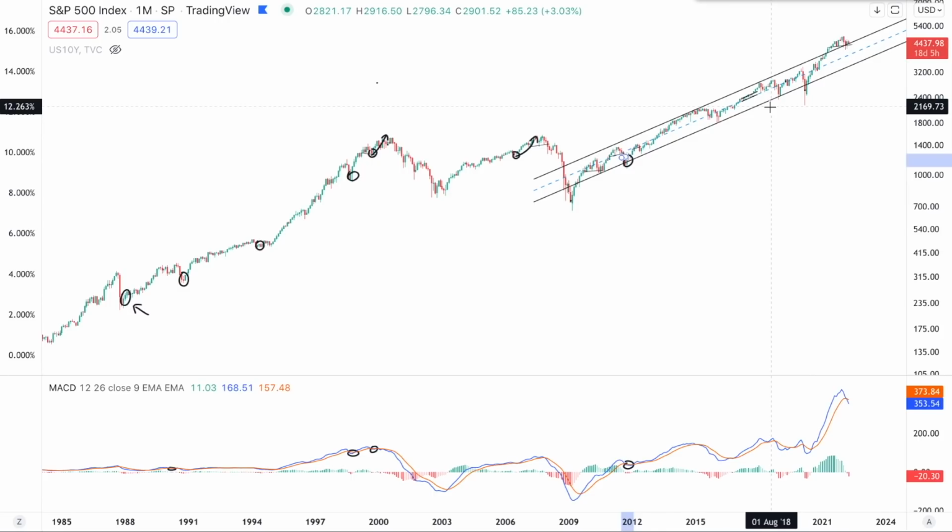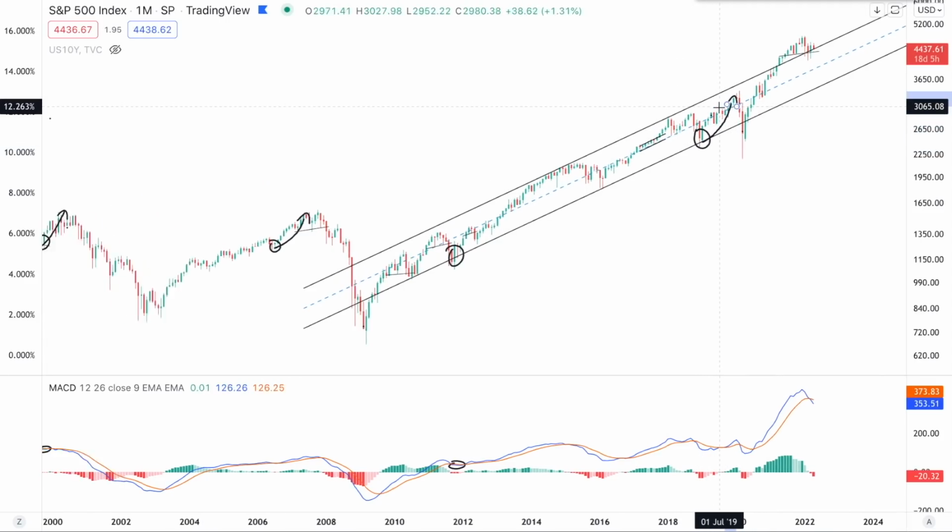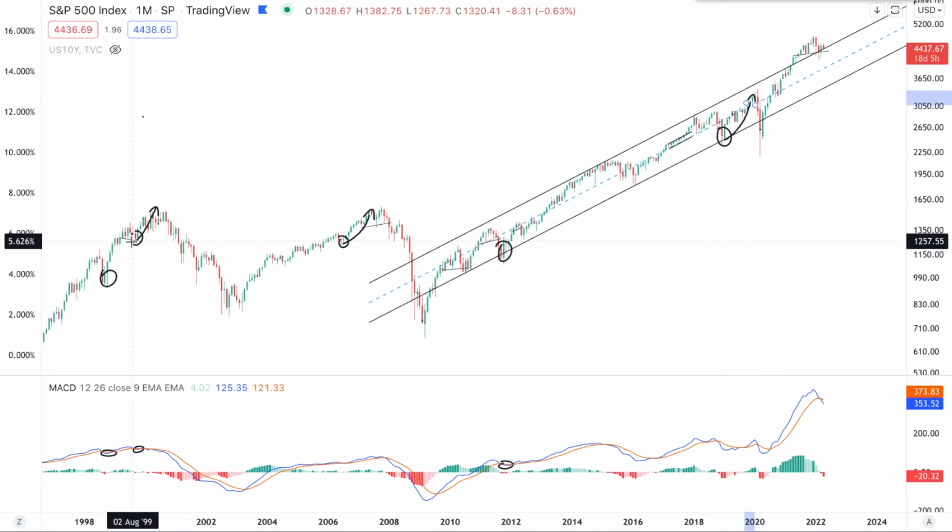If we take a look at the 2018 example, as soon as you have these lines separate here in the month of December 2018, that happens to be the very same month that marks the bottom of the stock market. And that eventually leads, very similar to 2007 and 1999, it leads us to a bull market top.